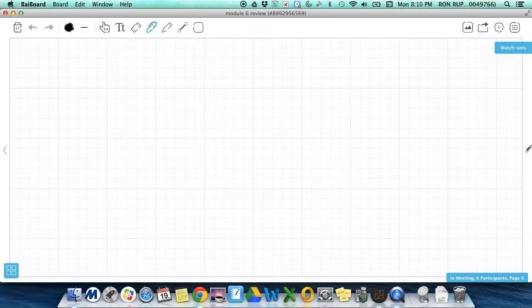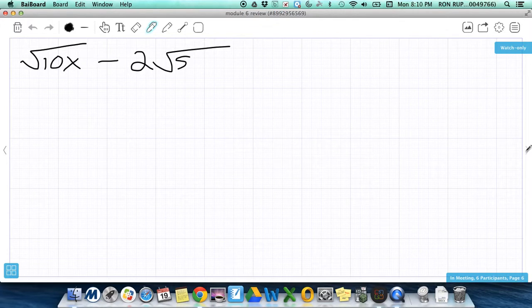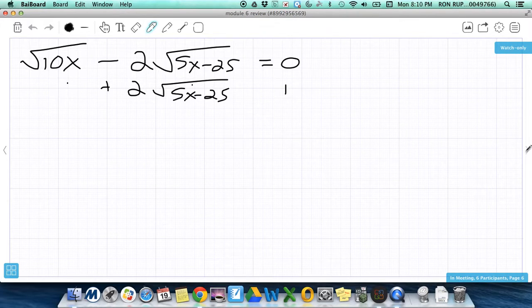This is where we're going to look at something, and we did this in class, but I'll do it again. Something like this: the square root of 10x minus 2 times the square root of 5x minus 25 equals 0. The first thing we have to do is isolate the radical. We have two radicals here, so we need to separate them. The best way to do that is to put this one on the other side, because now they're both isolated. We have separated them.